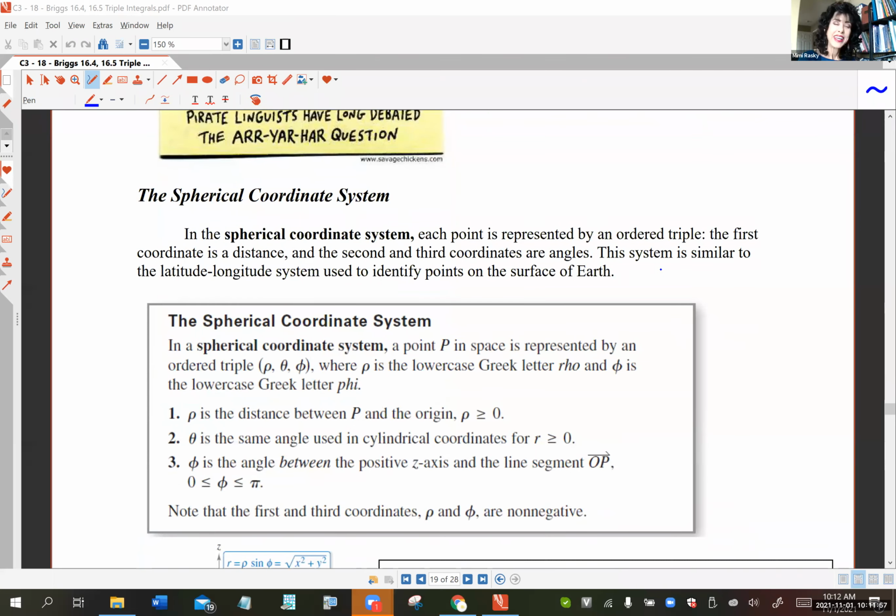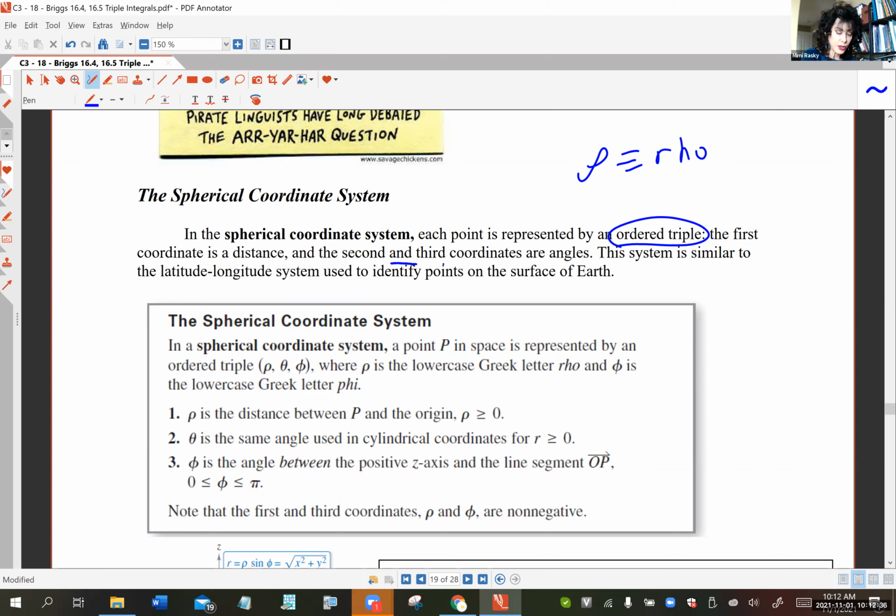Okay, here is the spherical coordinate system. You're going to have an ordered triple. So the first coordinate is a distance. That's rho. Rho is a Greek letter, kind of like a Greek letter for r. So it's going to be a directed distance, sort of like a radius, but not really. And it's sort of like the r in cylindrical coordinates with one big exception. The rho in spherical can never be negative, whereas when you're dealing with cylindrical or polar, r can be negative. Not my favorite, but it can.